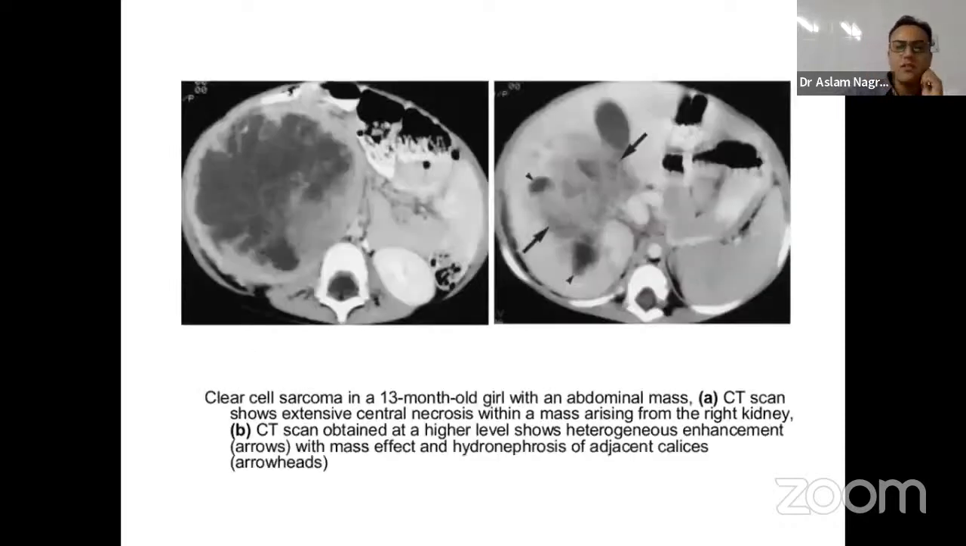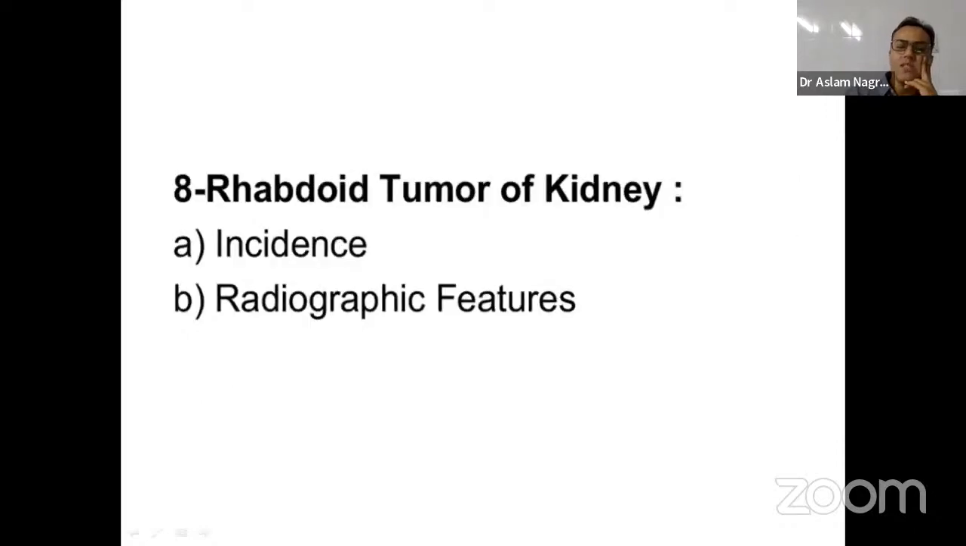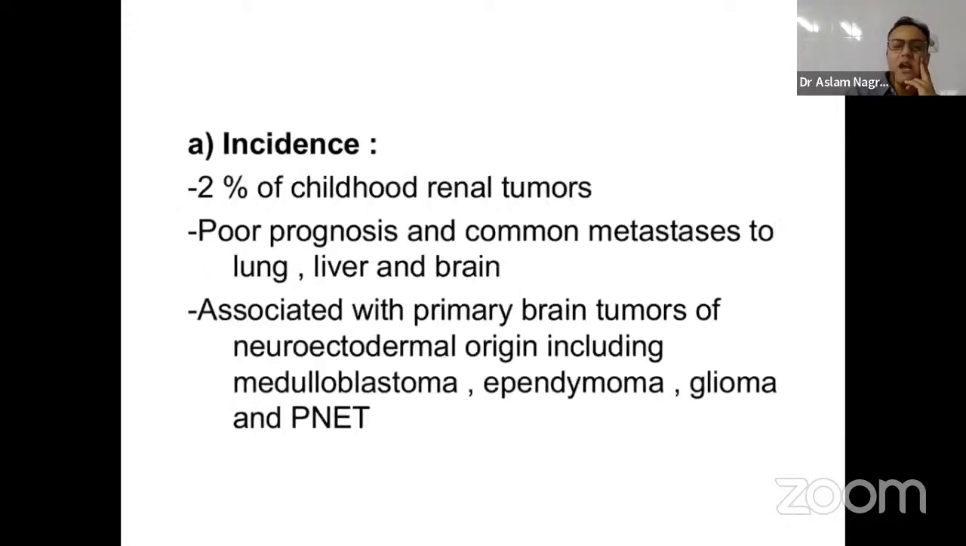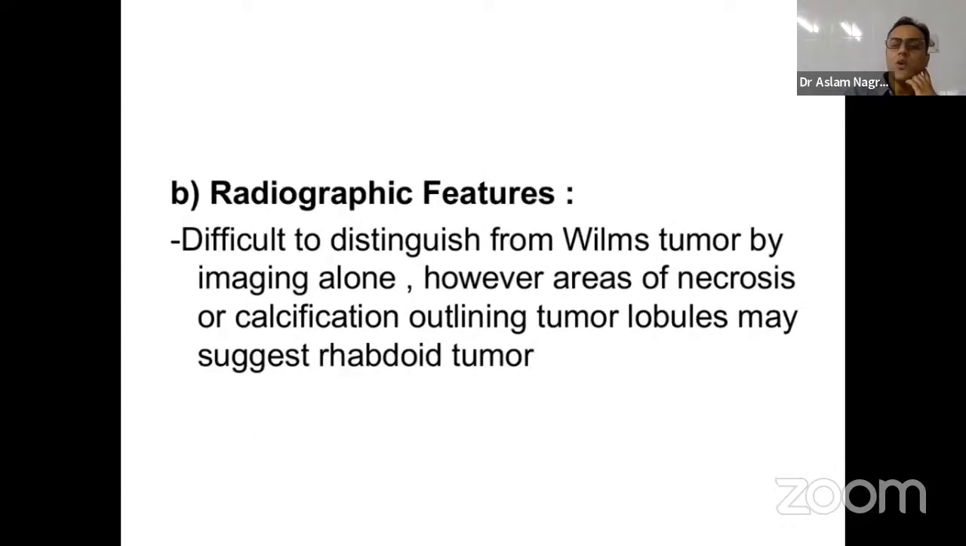So this is a case of clear cell sarcoma in a 13-month-old girl with an abdominal mass. There is an extensive central necrosis. Then there is a rhabdoid tumor of the kidney. It consists of 2% of childhood renal tumors, has a poor prognosis, commonly metastasizes to lung, liver, and brain, and is associated with primary brain tumors of neuroectodermal origin, including medulloblastoma, ependymoma, glioma, PNET. Difficult to distinguish from Wilms tumor by imaging alone.